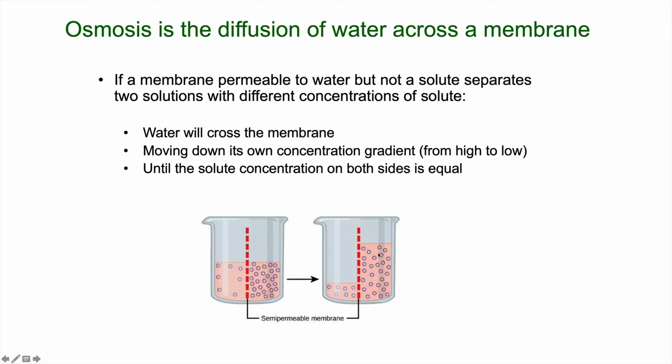This creates pressure. And so cells can pump ions to one side of the membrane or other to force water to move into or out of a cell or cellular structures. This is how your kidneys function.